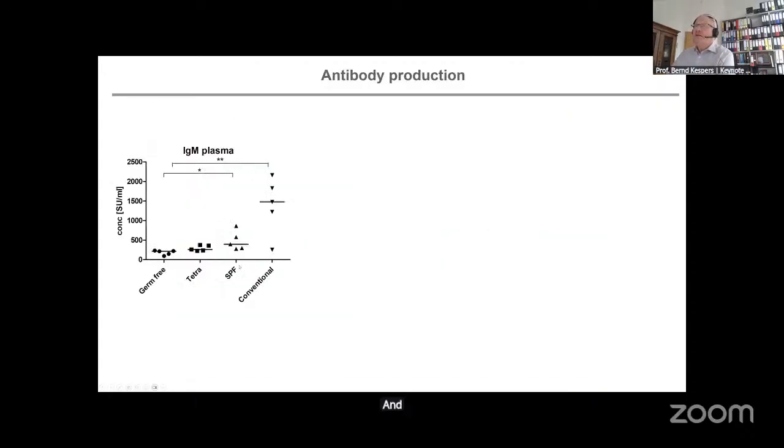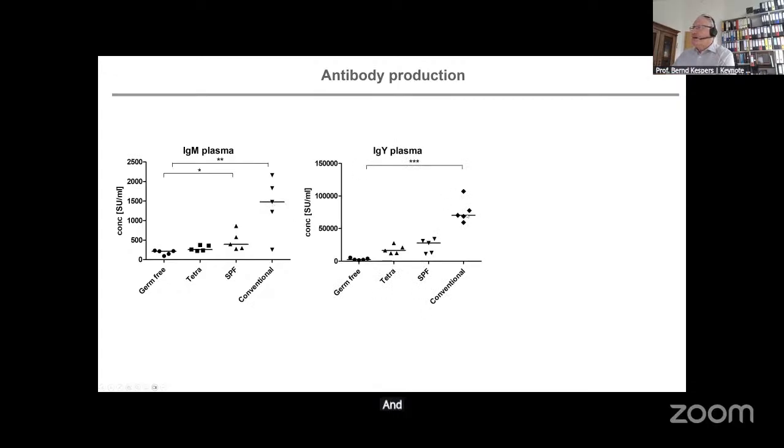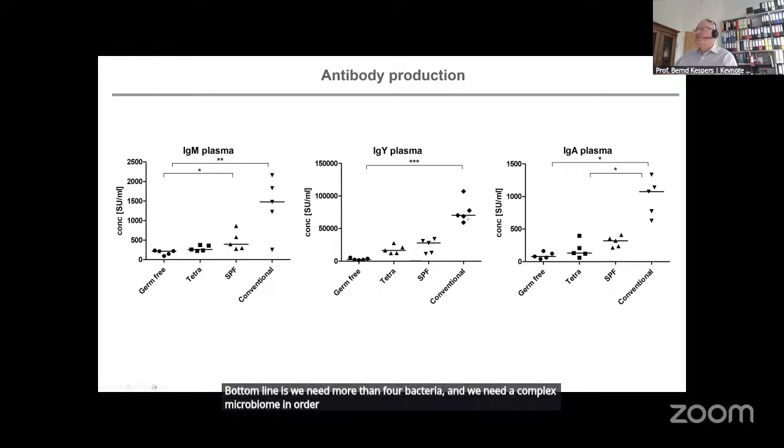And as you can see here, we call this group conventional. If you compare this for IgM production, you can see here that even the SPF birds were quite lousy in comparison with those receiving a really complex flora. And that was also true for IgY and also true for IgA. So bottom line is we need more than 4 bacteria, and we need a complex microbiome in order to support proper development of the gut immune system.